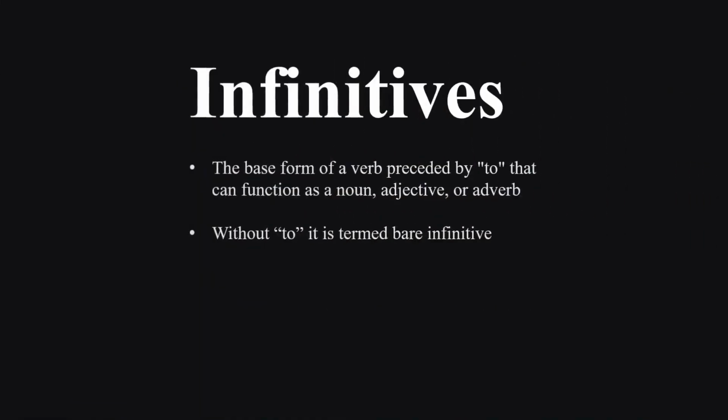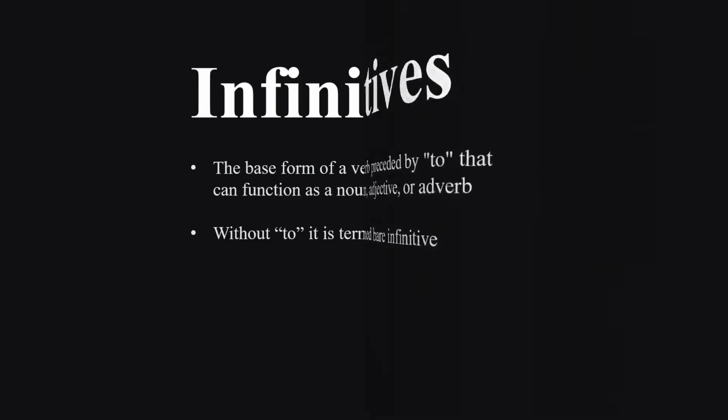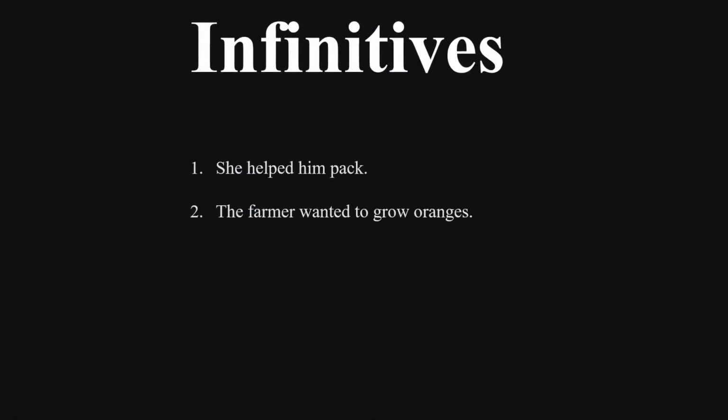Finally, infinitives. An infinitive is the most versatile verbal. It is the base form of a verb, usually preceded by the word to, like to run, to see, to eat. When the word to is omitted, it is called a bare infinitive. Look at the following examples. In the first sentence, she helped him pack, the verb pack without to is called a bare infinitive. In the second sentence, the farmer wanted to grow oranges, the verb form to grow is a to infinitive.